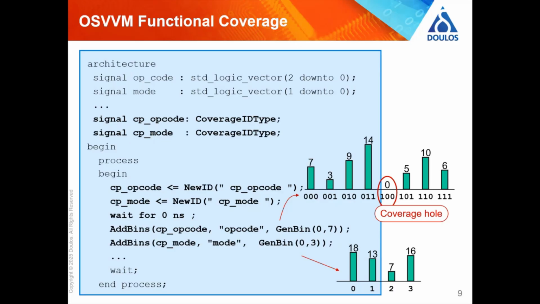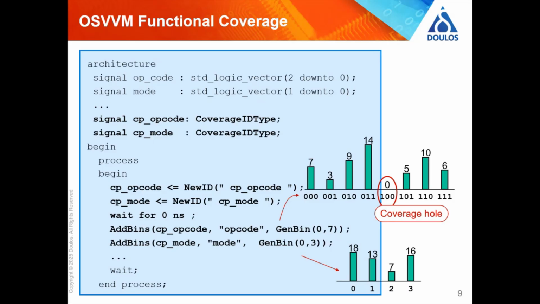So OSVVM have now gone down another route, which they call the singleton. And the idea here is that we create a unique ID. So for CP opcode, we're going to create a new ID. New ID is just a function call here, and that returns something of the type coverage ID type. And then when we want to add bins to that cover point, we give it that ID as the first field. So it's a bit like doing object-oriented programming in C, where you had to actually pass in as the first argument the object that you were working with because it didn't have the support natively. But the advantage of this is that we're not then restricted in how we can pass these things around within the language.